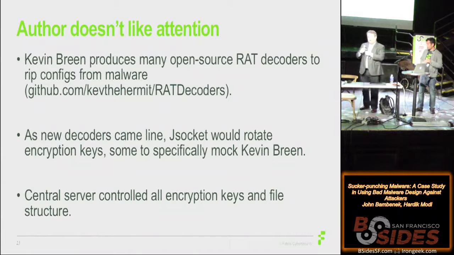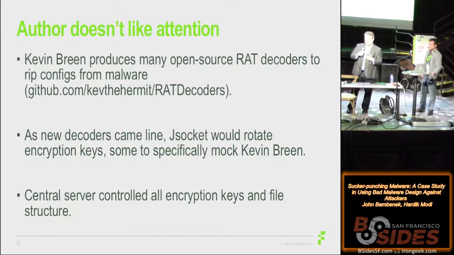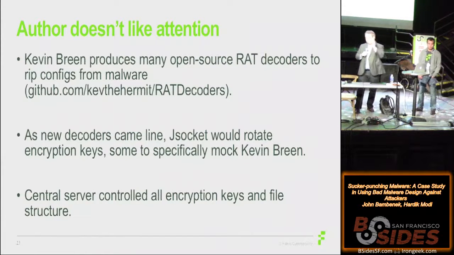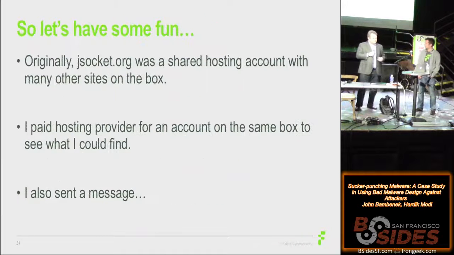But this particular actor knew that Kevin Breen was doing this, and he started rotating encryption keys in the actual dropped binaries that were provided by jsocket.org. Many iterations of those were actually homophobic slurs addressed at Kevin Breen. So he knew who Kevin Breen was, mocking him by name, and aggravated, and doing steps to try to get around the decoding process. But the reality is that he created some difficulties for himself, right? That central server controlled everything. So we had a little bit of fun with him, right?